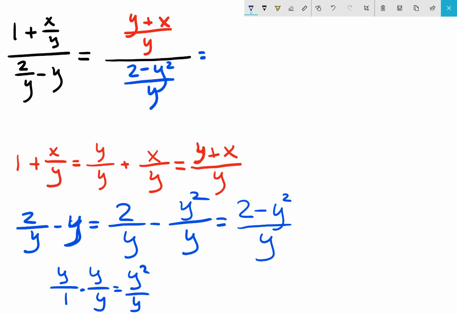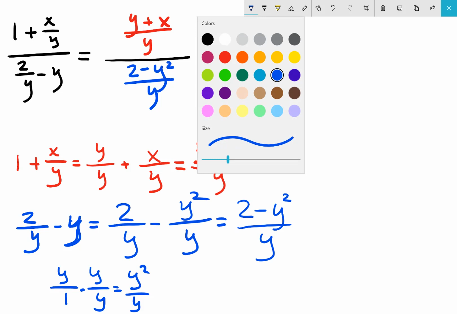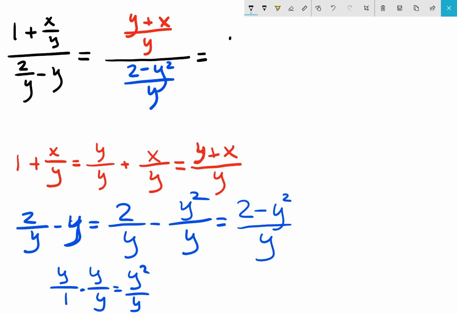All right, so we have a fraction divided by a fraction. Remember, when you divide fractions, it's the same as multiplying by the reciprocal of the divisor, which in this case is the denominator. The bottom thing is the divisor. So we take the numerator, which is y plus x over y, and we multiply it by the reciprocal of the denominator. So flip the denominator upside down so that it is now y over 2 minus y squared.